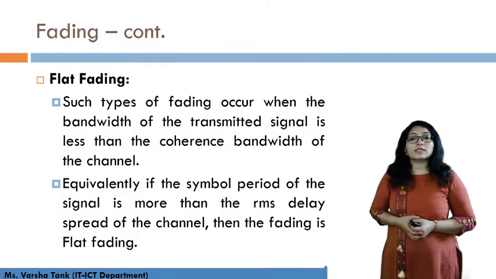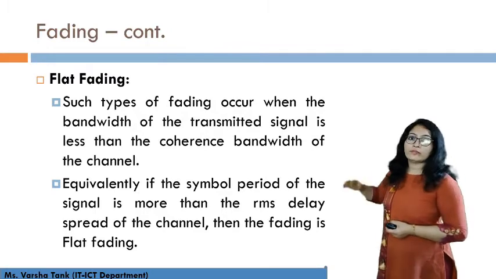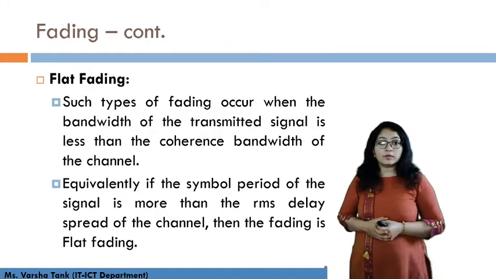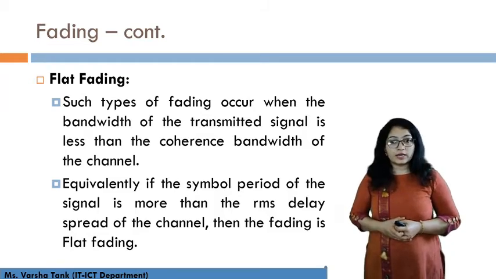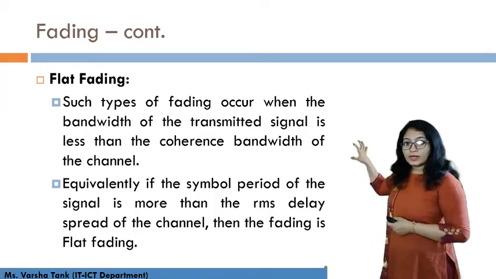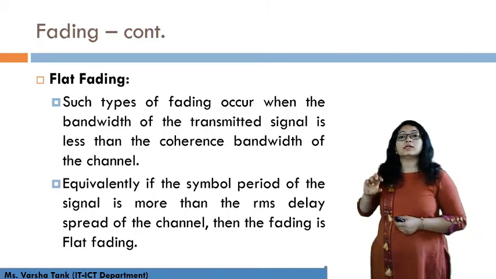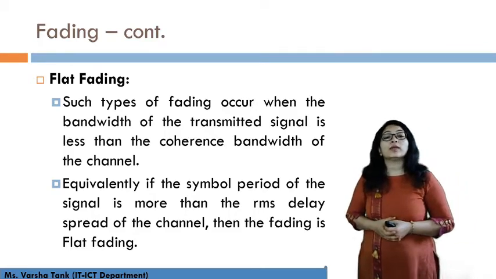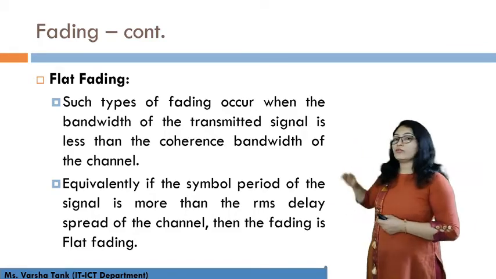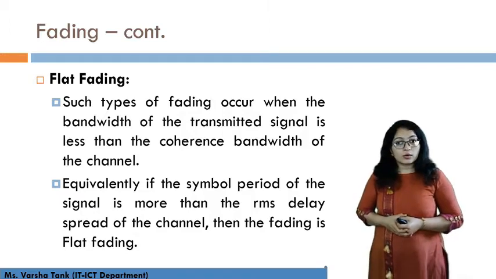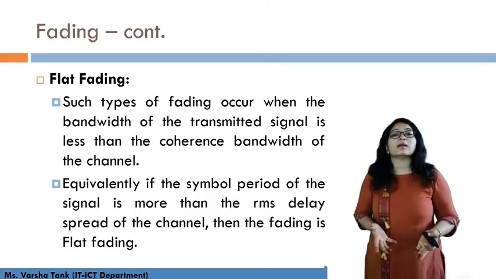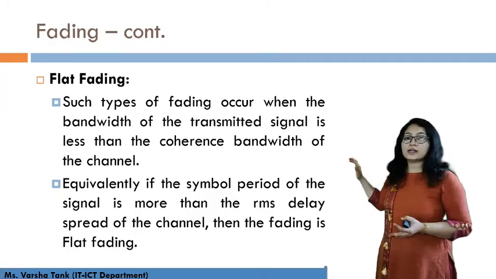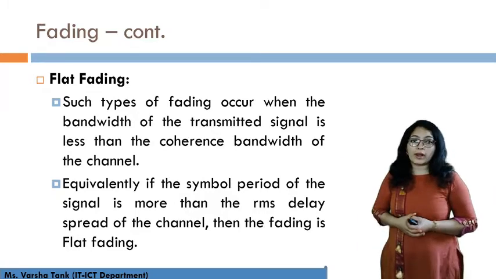Okay, so first of all, what is flat fading? Such types of fading occur when the bandwidth of the transmitted signal is less than the coherence bandwidth of the channel. So at that time, flat fading will occur. Equivalently, if the symbol period of the signal is more than the RMS delay spread of the channel, then the fading will be flat fading.